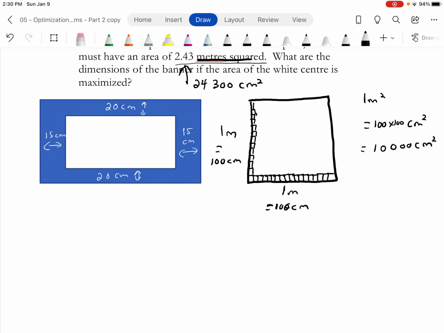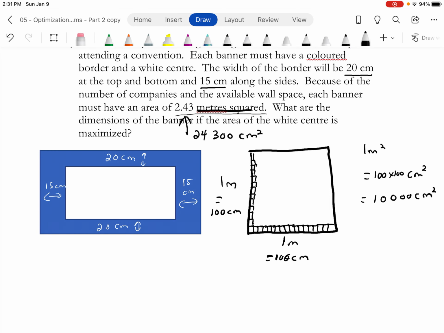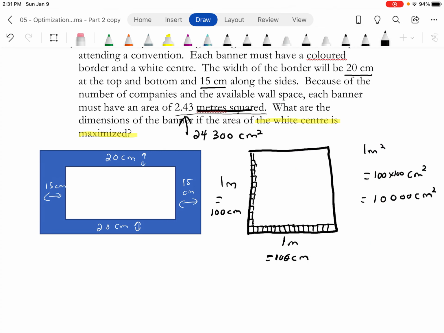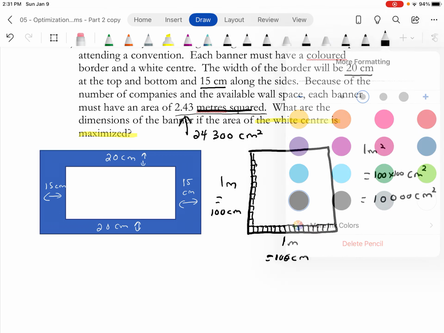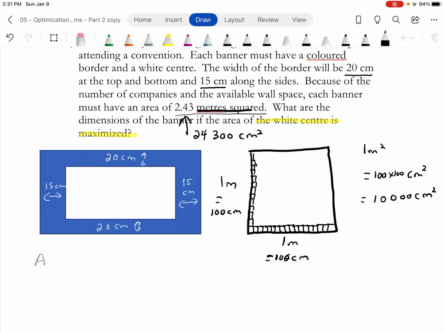Now I can go back to this calculus plan I've got, which is our basic plan is to read the question and look for what is trying to be maximized here. So when I read through this question at the end, I see what are the dimensions of the banner if the area of the white center is to be maximized. That area of the white center definitely tells me that that's what I'm trying to maximize. So what I'm going to be looking for when I go to do this is area of the white center. So I'm going to go area of white center here. There we go. Area of the white center.